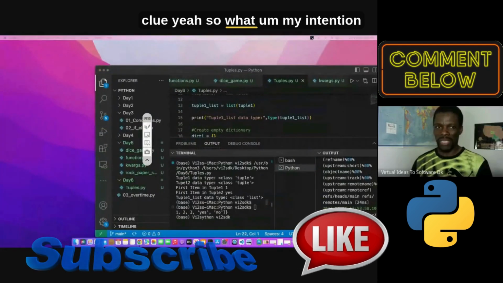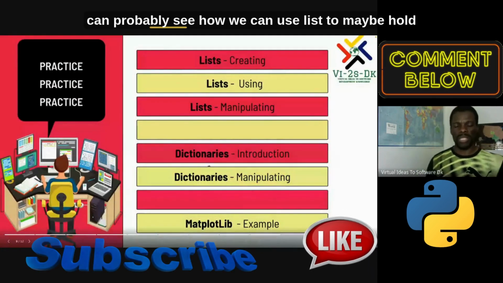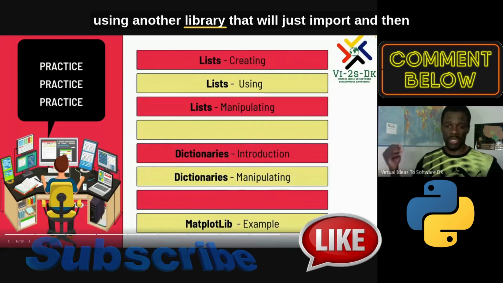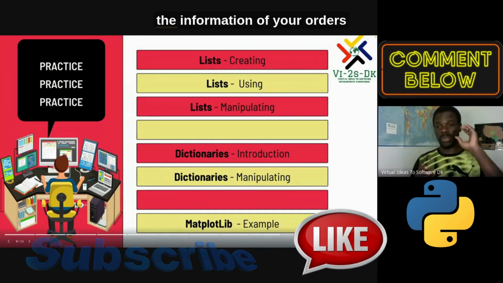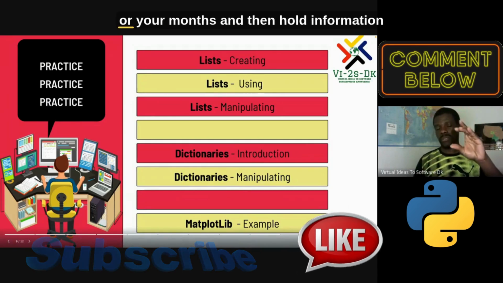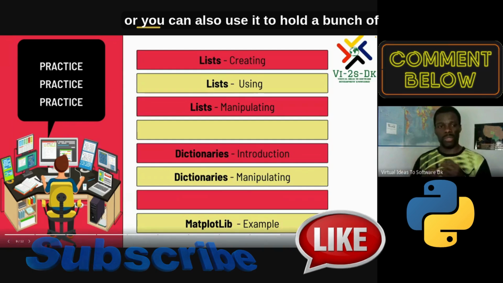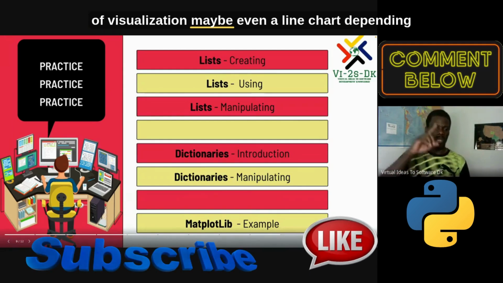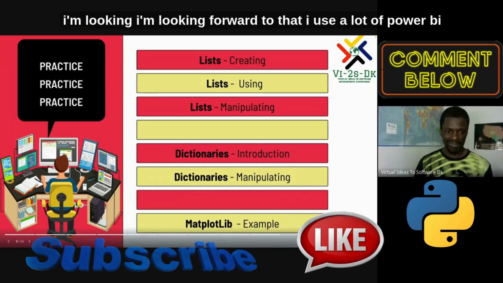Yeah, so my intention is, since we're going to be talking about lists and dictionaries, we can probably see how we can use lists to hold data and then plot it using another library that we'll just import and then execute. Now that we understand how lists work, maybe you can use lists to hold the information of your orders or your months, and then hold information for your sales, and then plot a bar chart. Or you can also use it to hold a bunch of other types of information and have some kind of visualization, maybe even a line chart, depending on what type of visualization you're looking at. Sounds good? Yeah, I'm looking forward to that.